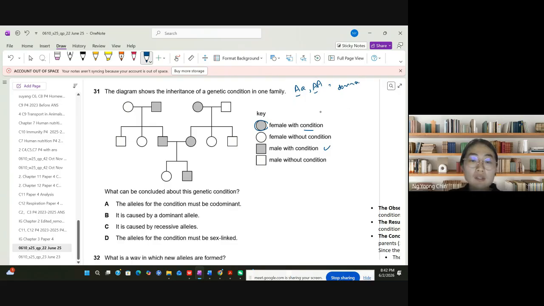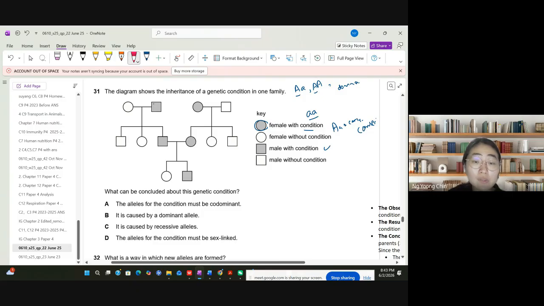But what happens if the condition is caused by the recessive allele? It will be like this, the small a, and they will be affected. If it's like this, it will not be affected. It's still normal, but it's a carrier. So when you look at this condition, you are not sure, but you can conclude.